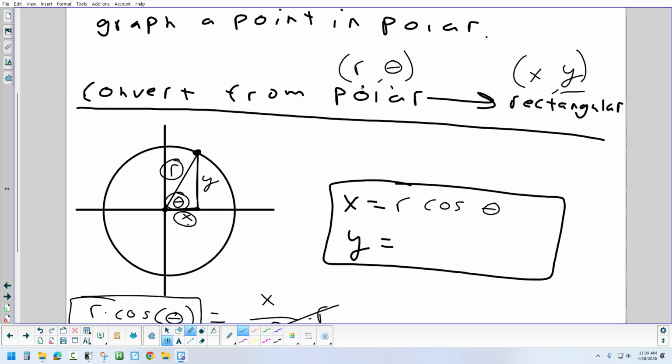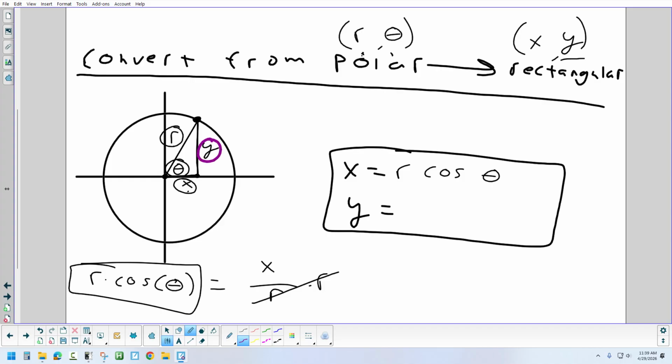Now, the other value you need, if you're trying to get something in rectangular, is y. I'll do the same thing again. I need a trig function that involves the side that I don't know, the side that I do know, and the angle that I do know. It's going to end up being r sine theta. Cosine always has to do with x, and sine always has to do with y. We don't need tangent for this. So those are the two formulas you need to convert from polar to rectangular: r cosine theta, r sine theta.